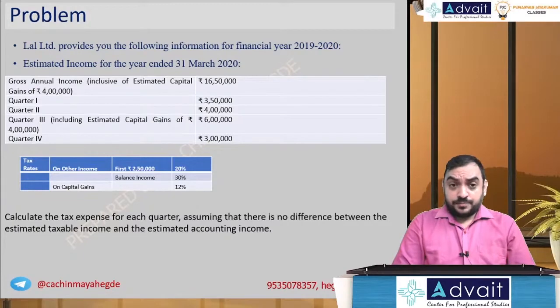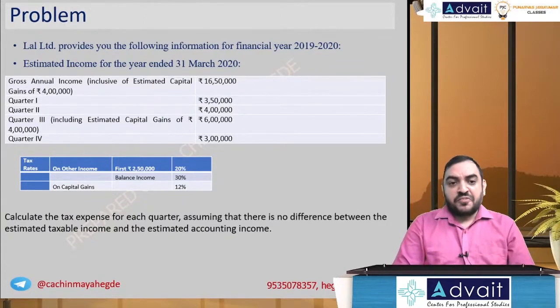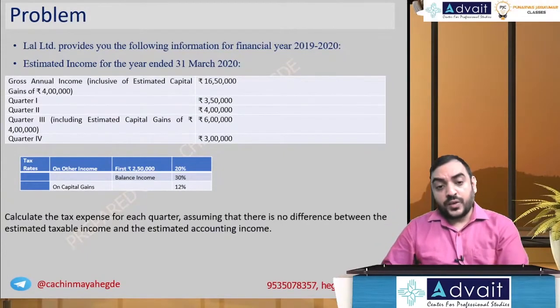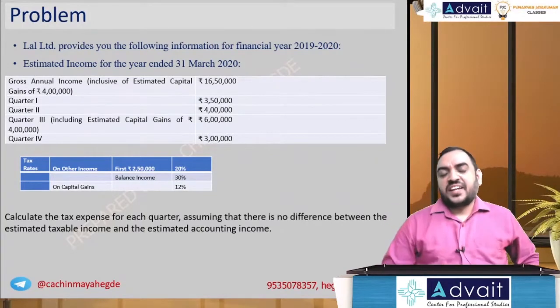Estimate the income for the year ended 31st March 2020. Gross annual income inclusive of estimated capital gains of 4 lakh, 16 lakh 50,000. Quarter 1 3 lakh 50, quarter 2 4 lakh, quarter 3 including the estimated capital gains of 4 lakh 6 lakh, quarter 4 3 lakh. So it's adding up: 3 lakh 50, 6 lakh 10, 4 10, 13, 16 lakh 50. Tax rates on other income 2 lakh 50,000 at 20%, on the balance 30%, capital gain 12%. Calculate the tax expense for each quarter, assuming that there is no difference between the estimated taxable income and estimated accounting income. Means no deferred tax.